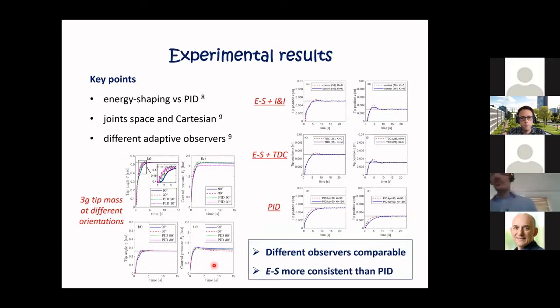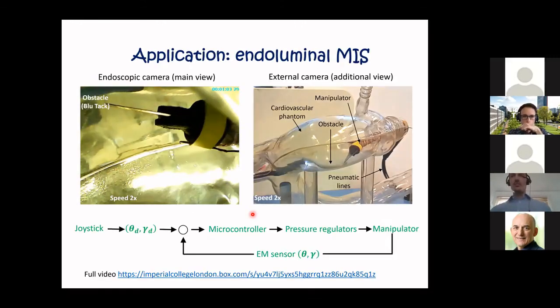Final consideration is about comparing different observers. Here we see that we can achieve regulation in Cartesian space, employing very different observers, one with very strong convergence properties, one which is much weaker. In both cases, we can achieve the regulation goal in a similar way. So this, in a way, gives confidence that this consistency in the face of external forces is not down to the observer itself, but to the energy shaping approach in general.